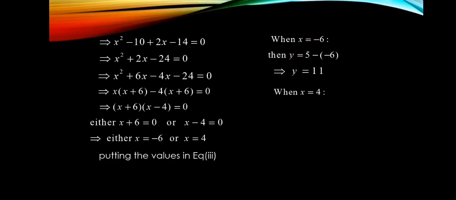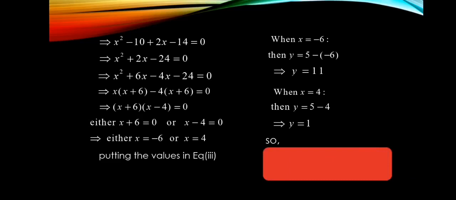Now when x is equal to 4, y is equal to 5 minus 4, which is equal to 1. So when x is equal to 4, y is equal to 1. So the second ordered pair of our solution set will be (4, 1). So the solution set is (minus 6, 11) and (4, 1). That is, our solution set consists of these two ordered pairs.